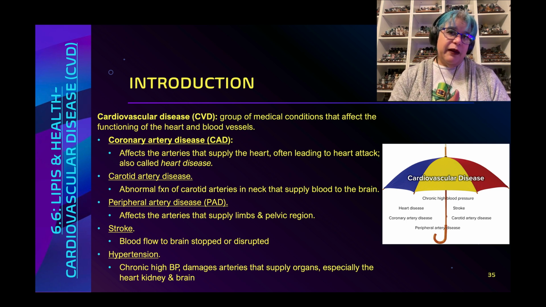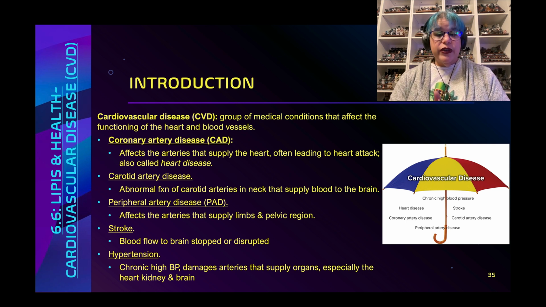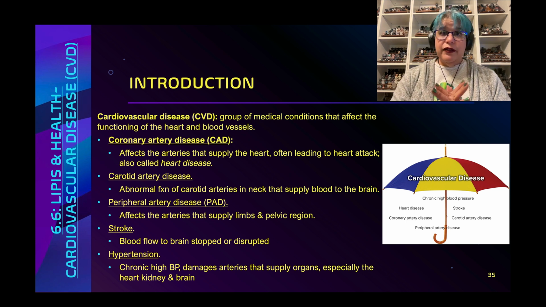The problem with chronic high blood pressure is that it can damage arteries that supply organs, especially the heart, the kidney, and the brain. These are all, of course, essential organs. So when you're damaging the arteries, you're interrupting the blood supply to these organs.